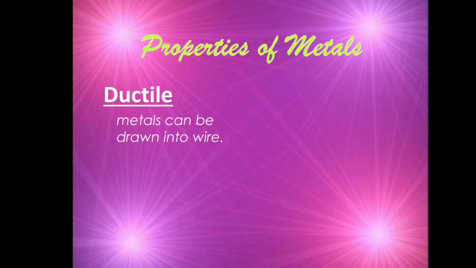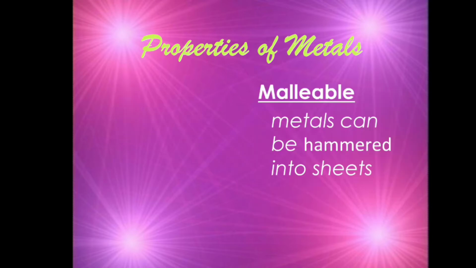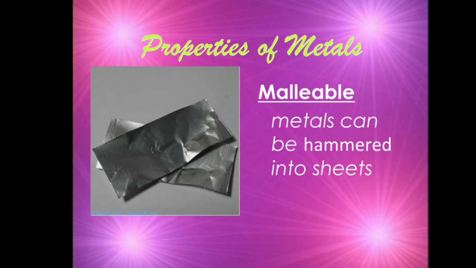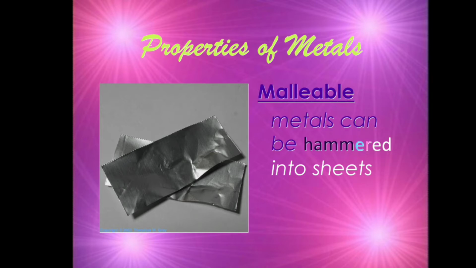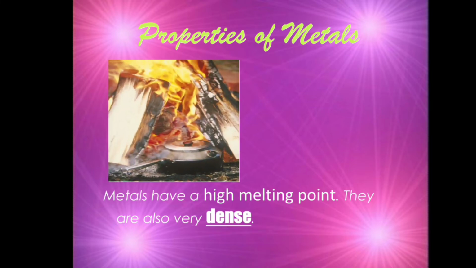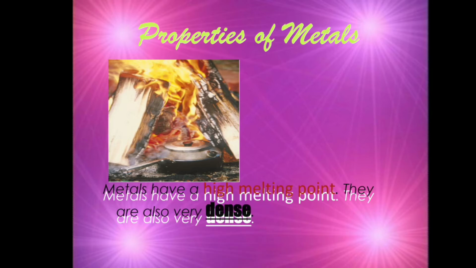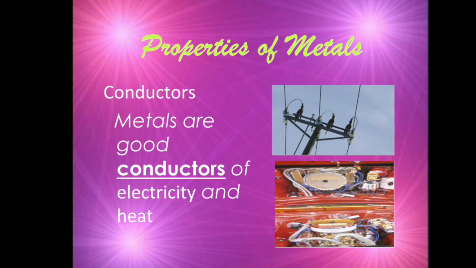Then metals are ductile. That means metals can be drawn into wire. Then metals are malleable. That means metals can be hammered into sheets. Then metals have a high melting point. They are also very dense. Then metals are good conductors of electricity and heat.